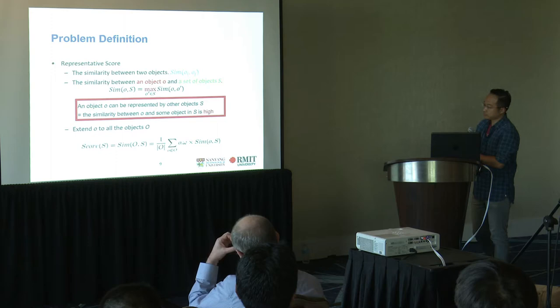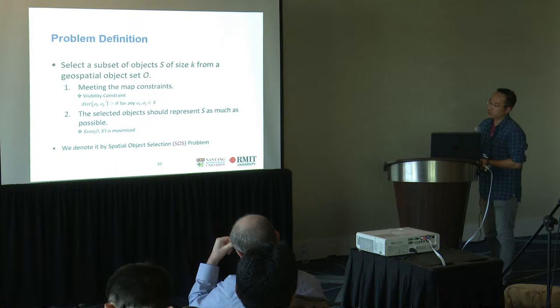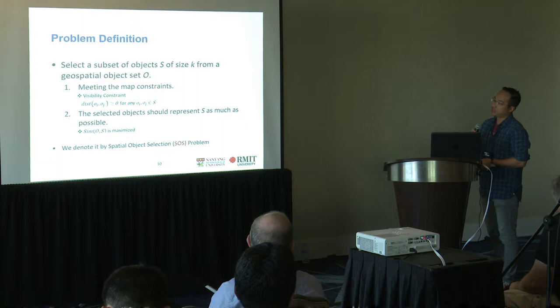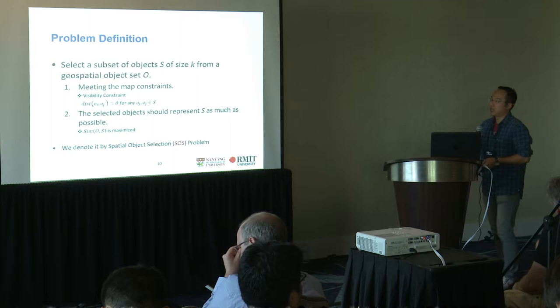So given this concept, we have proposed a spatial object selection problem. The problem is to select a subset S of size K from a geospatial object data set. We want this result to meet the map constraints. So in the results, the distance between each pair of objects should be larger than or equal to a given parameter.